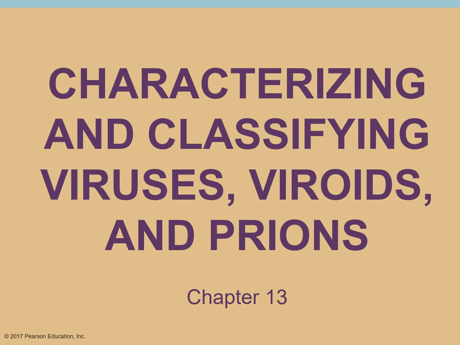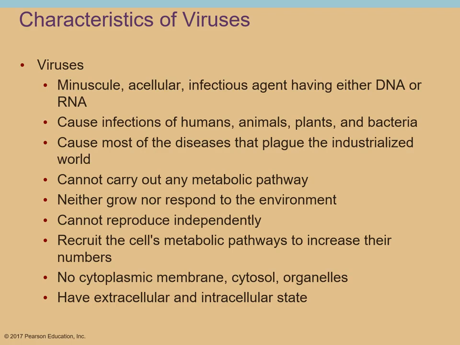This is chapter 13. It deals with the characterization and classification now of viruses, viroids, and prions. Viruses, so what are they? They are, number one, extremely small. They're the smallest of any of the microscopic organisms that we have dealt with yet.